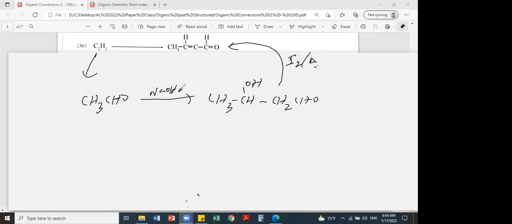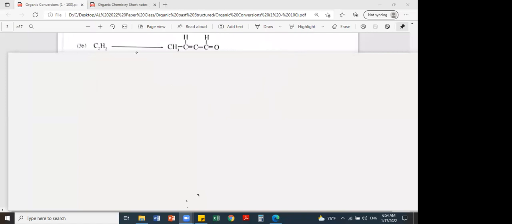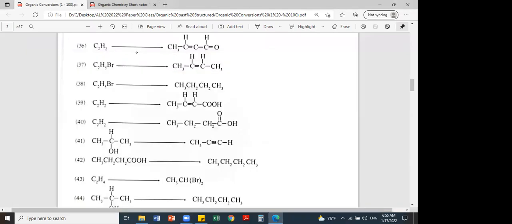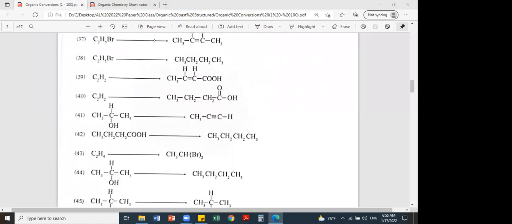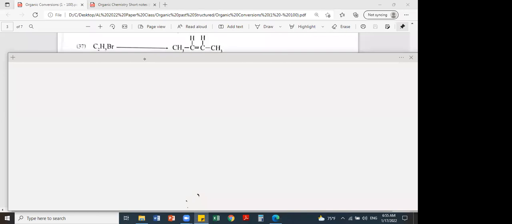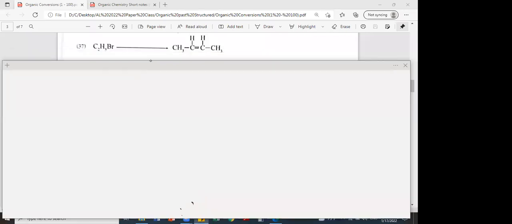So here aqueous NaOH, here mercuric ion, Hg2 plus and H2SO4 and water. Okay. 36, Pramudi correct. Alumina is not needed, just heating is enough. Pramudi, earlier you posted 37 also, no? Okay, 37th one now. How to do the 37th one?